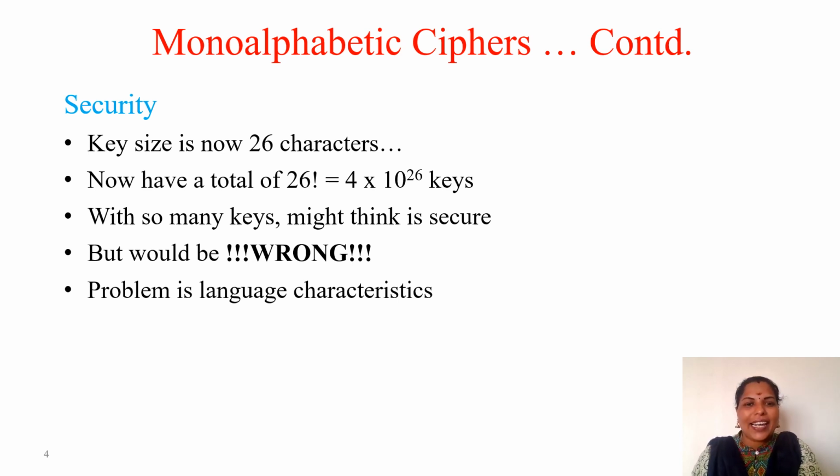With so many keys we might think that it is secure enough. But that is not correct. It is wrong because it is based on language characteristics. Language characteristics means that in English some characters occur frequently. If we find the frequently occurring characters and replace them with the corresponding letters, then we can easily find out the rest.